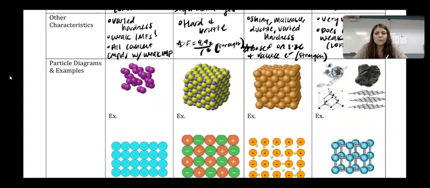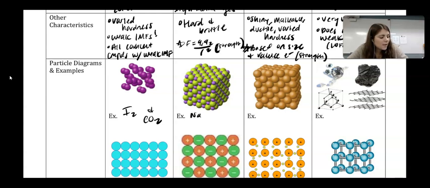In this first example, you'll see in the first row I have particle diagrams not including charge. Below, I show the charges to help us understand, okay? Some examples of molecular: I2, CO2. Again, these are not the only examples; there are a lot out there. Here, they're held by weak intermolecular forces. These are nonpolar molecules, and you can see there's no charge on the bottom particle diagram.